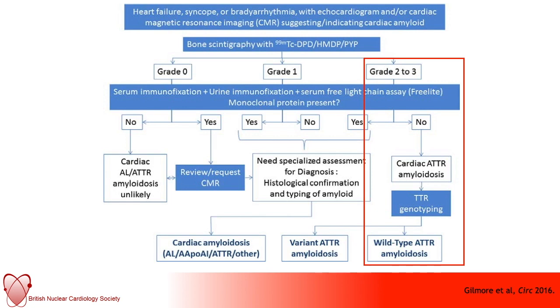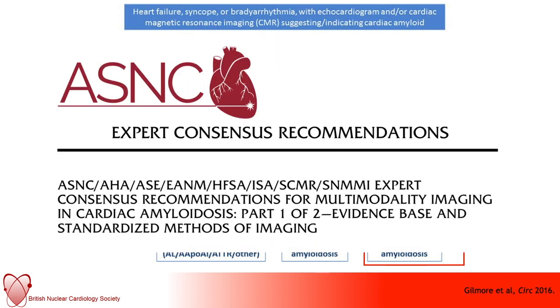If you get any other permutation of DPD, HMDP, or PYP scan result, or indeed you find evidence of a plasma cell dyscrasia, then unfortunately you will still need a tissue diagnosis or histological confirmation, plus or minus cardiac MRI, to help you confirm or refute the diagnosis. This exact same flowchart has been copied into these recent expert consensus guidelines, which were published only in 2019 and are available online.